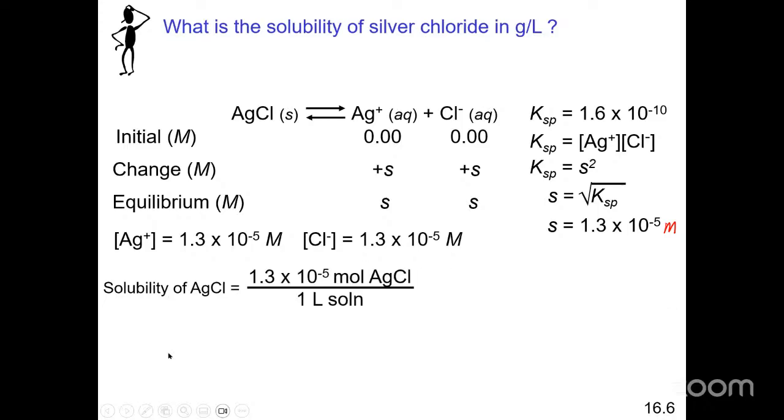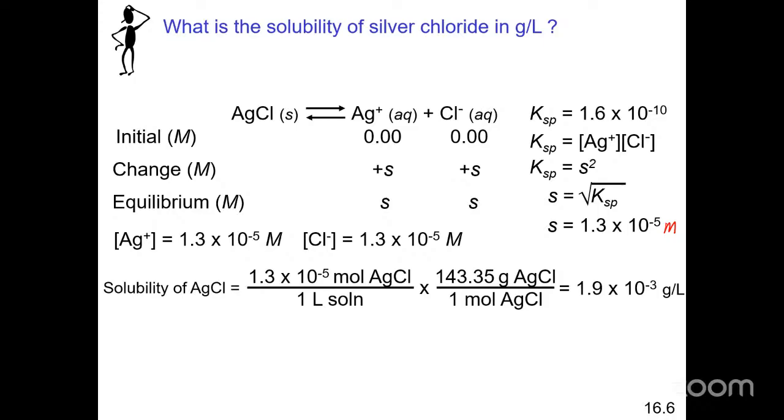So the way we do that is we take the molarity of the silver chloride and we multiply that by the molar mass. So you go to the periodic table, add up the molar masses of the silver and chlorine, you're going to end up with this, and then do your number crunching, and that would be the answer. The answer would be 1.9 times 10 to the minus 3 grams per liter. And that's basically how you determine the solubility of silver chloride in grams per liter. All right? Okay, any questions about this?